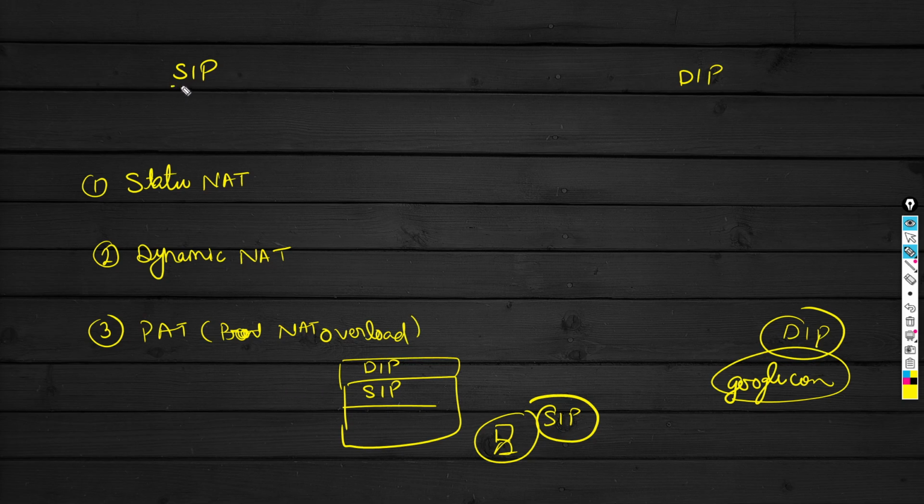If you are translating the source IP address, it is called source NAT. And if the destination IP is getting translated, then we call it destination NAT.